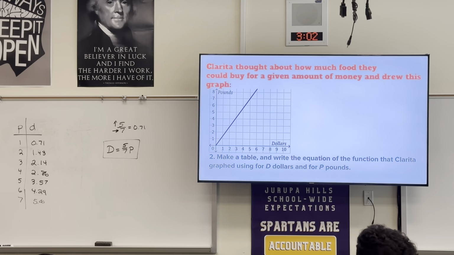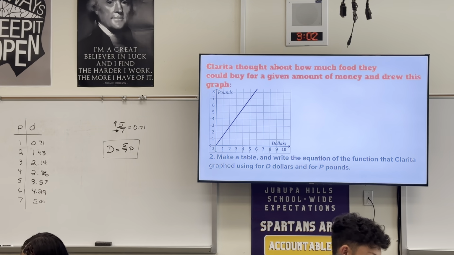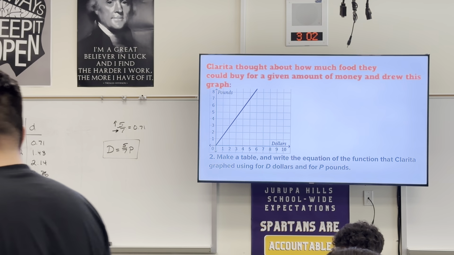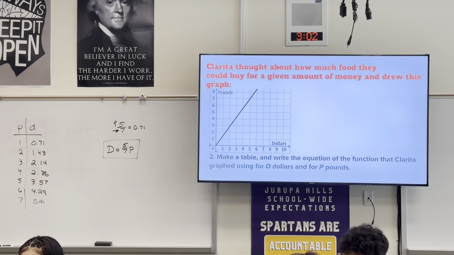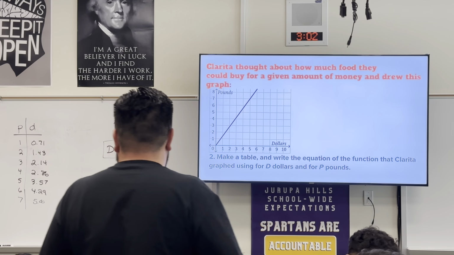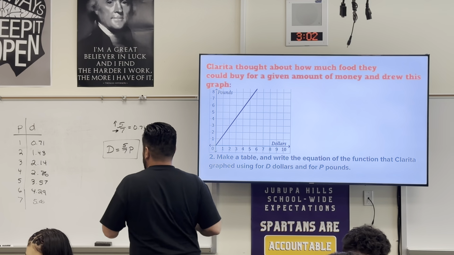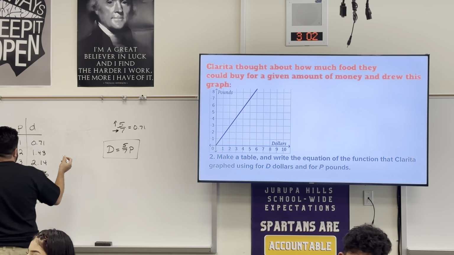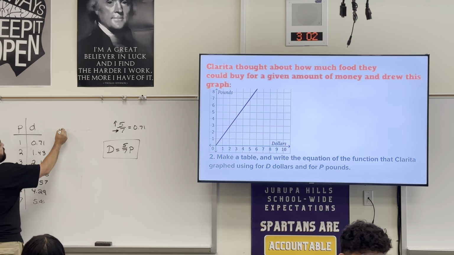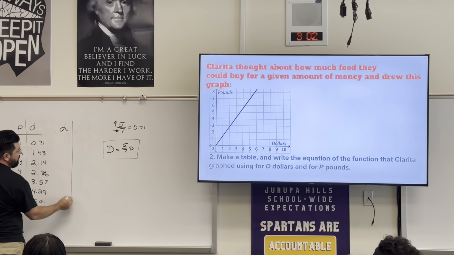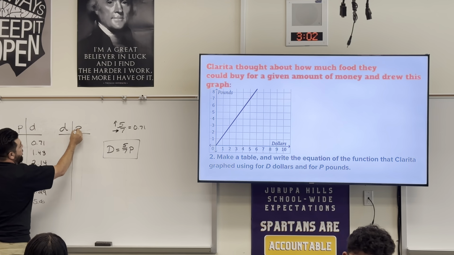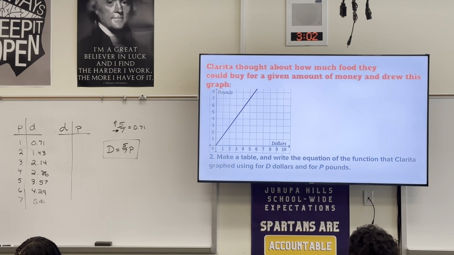Okay, so we left off with Alexa. Alexa, do me a favor, pick a number 1 through 10. Okay, so what did you get for your table? The input is the opposite, so D, and then P is the output. Okay, so D is your input, P is the output, good.